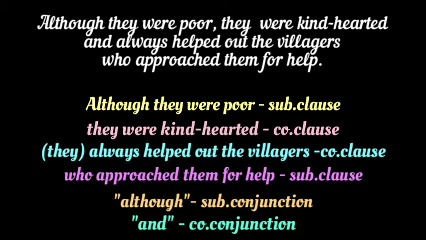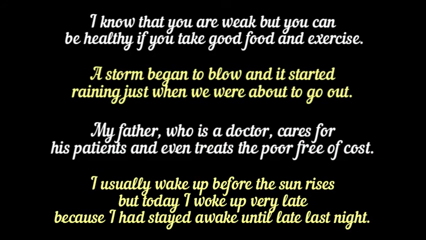the coordinating conjunction and. And the last clause, who approached them for help, is a subordinate adjective clause introduced by the relative pronoun who. Thus, this sentence consists of two coordinate or independent clauses and two dependent or subordinate clauses, hence it's a mixed or compound complex sentence. Here are some more examples of mixed or composite sentences.